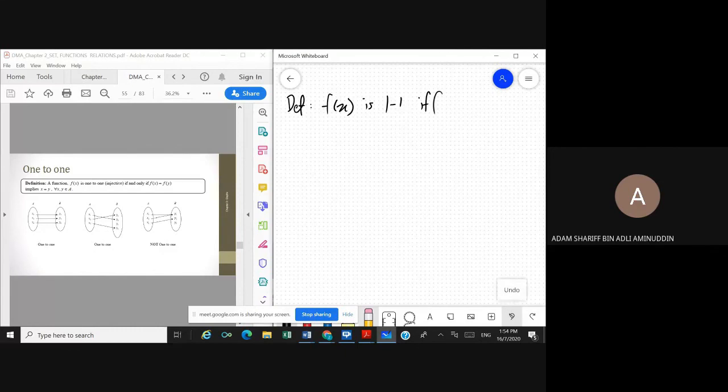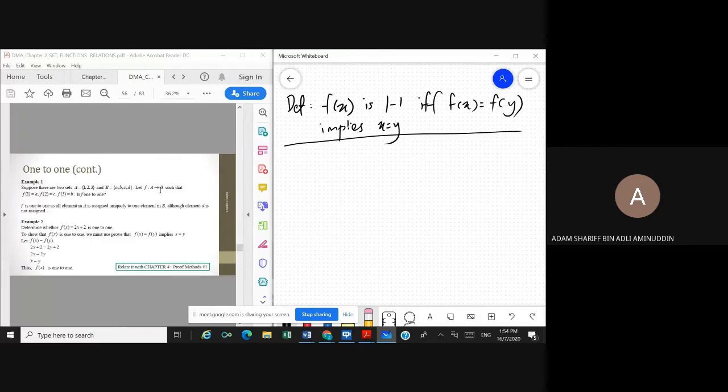If and only if Fx equals Fy implies x equals y. Okay, right now I have the theorem. Contoh, proof: Fx equals to x.